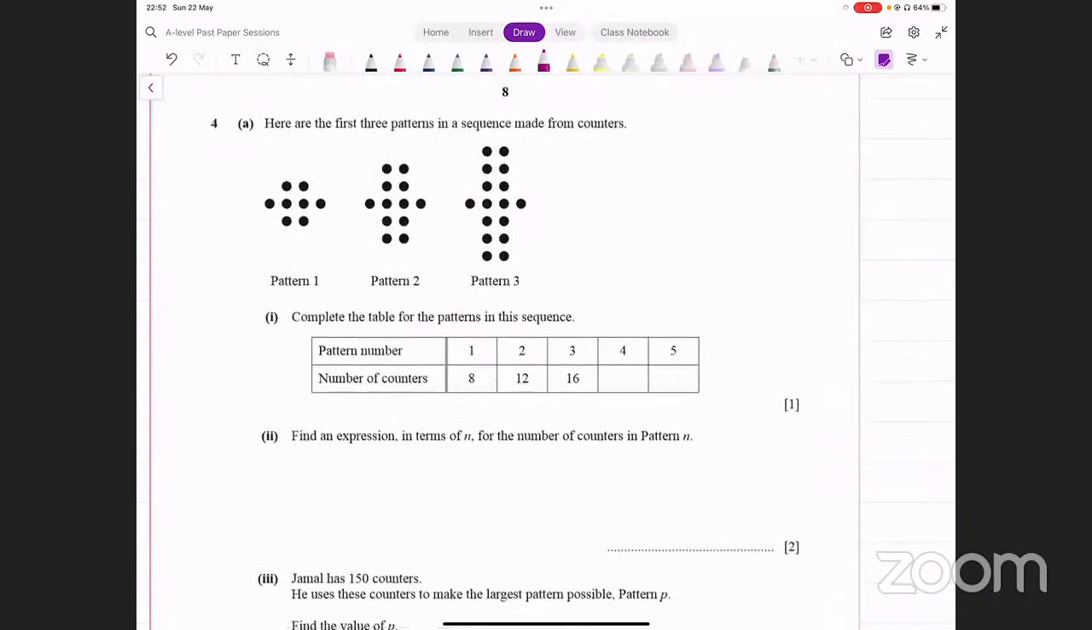OK, so now we've got sequences. Here are the first 3 patterns in a sequence made from counters. We have to first complete the table for the patterns in the sequence. You have to complete the table, there is no need to draw the patterns.